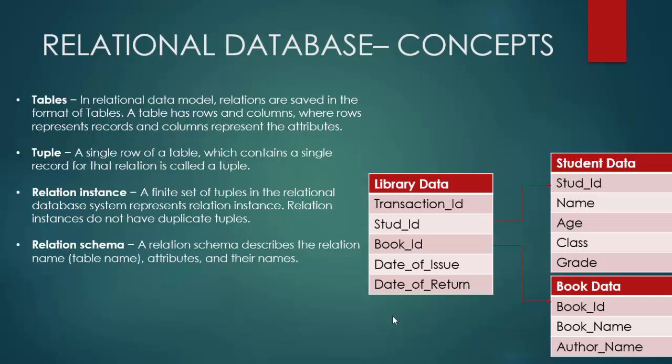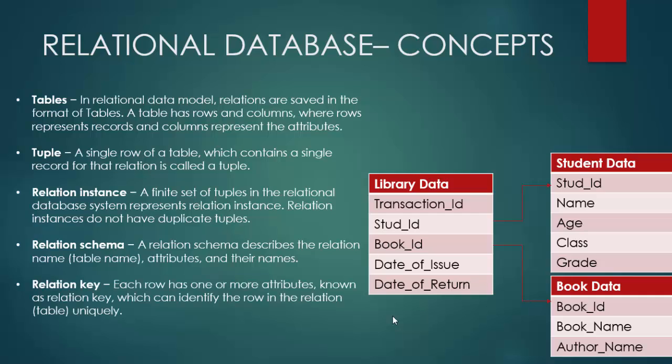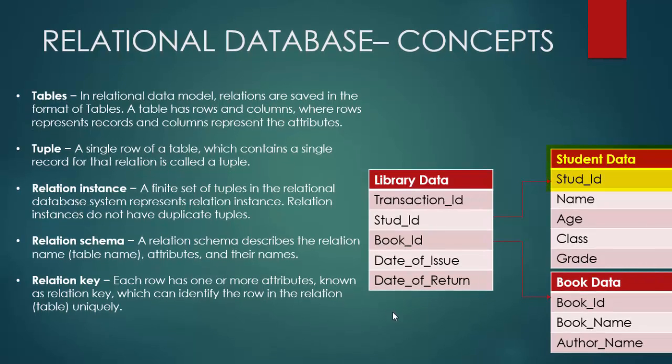A schema describes the relation between various tables, and each row has one or more attributes known as the relation key, which can identify the row in that particular table uniquely. For example, the roll number of a student in a school is going to be unique. Similarly, the ID of a book in a library is going to be unique. Such attributes form the relation key in a relational database.